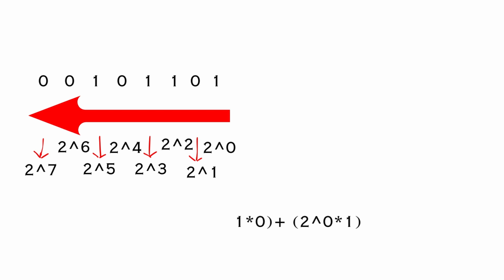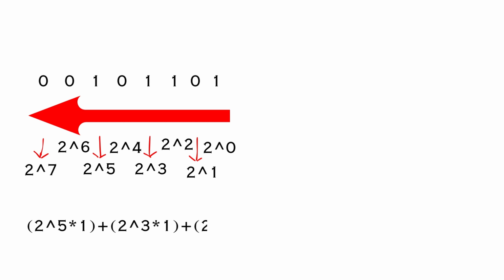We have 2 to the power of 0 times 1, because there's a 1, plus, important thing, we need to add them, 2 to the power of 1 times 0, but it's times 0, so you are adding 0. But for example, this one has a 1, so it will be 2 to the power of 2 times 1, that will be 4. The next one, we also have a 1, so it will be 2 to the power of 3 times 1, that will be 8. So 8 plus 4, 12, plus 2 to the power of 0 times 1, that will be 1, 13, plus 2 to the power of 5 times 1.